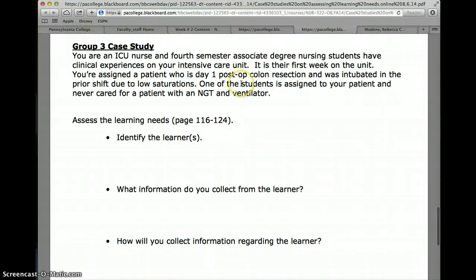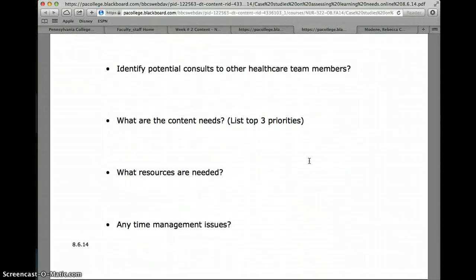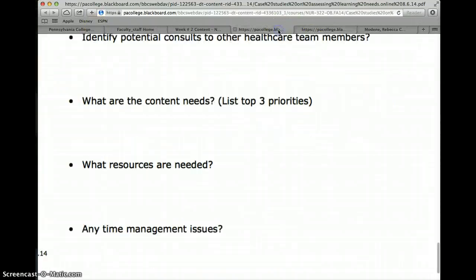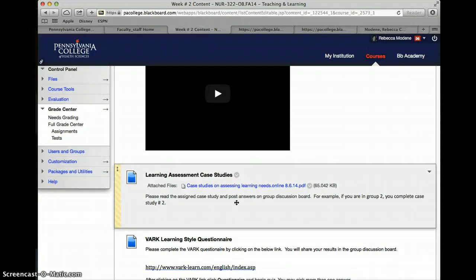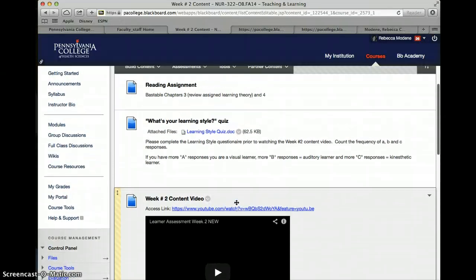So here's your case study. You're going to use your book to answer these questions and use your own interpretation of what the book says as far as assessing the learning needs. You're going to identify who the learner is and all that good stuff as covered in your book. So then we're going to go out. So you are answering that on your own and answering it to the best of your ability.